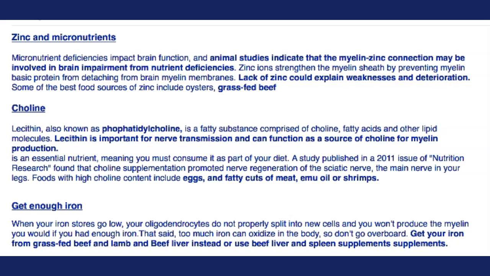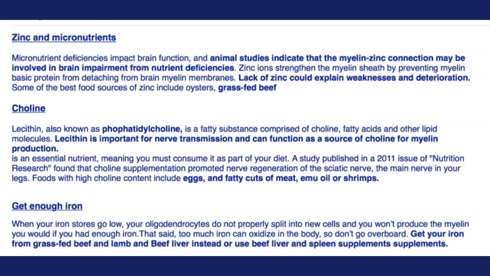Choline. Lecithin, also known as phosphatidylcholine, is a fatty substance comprised of choline, fatty acids, and other lipid molecules. Lecithin is important for nerve transmission and can function as a source of choline for myelin production. This is an essential nutrient, meaning you must consume it as a part of your diet. A study published in the 2011 issue of Nutrition Research found that choline supplementation promoted nerve regeneration of the sciatic nerve, the main nerve in your legs. Foods with high choline content include eggs and fatty cuts of meat, emu oil, or shrimps.